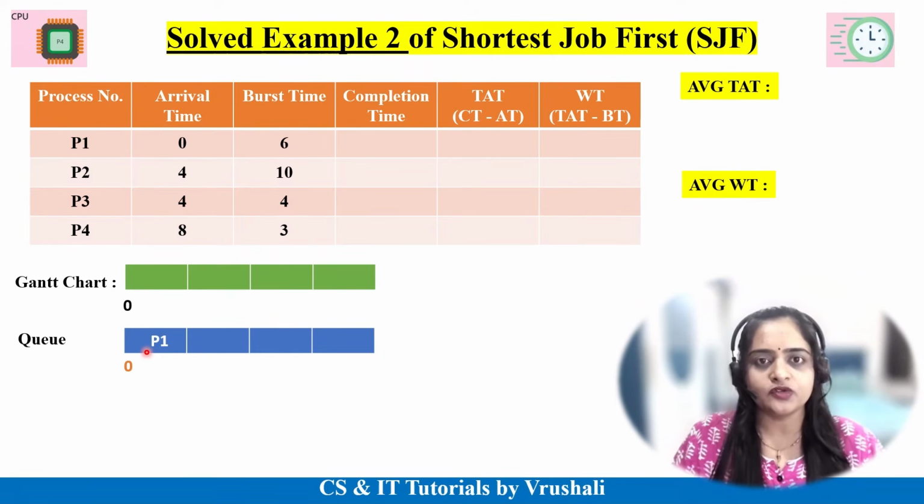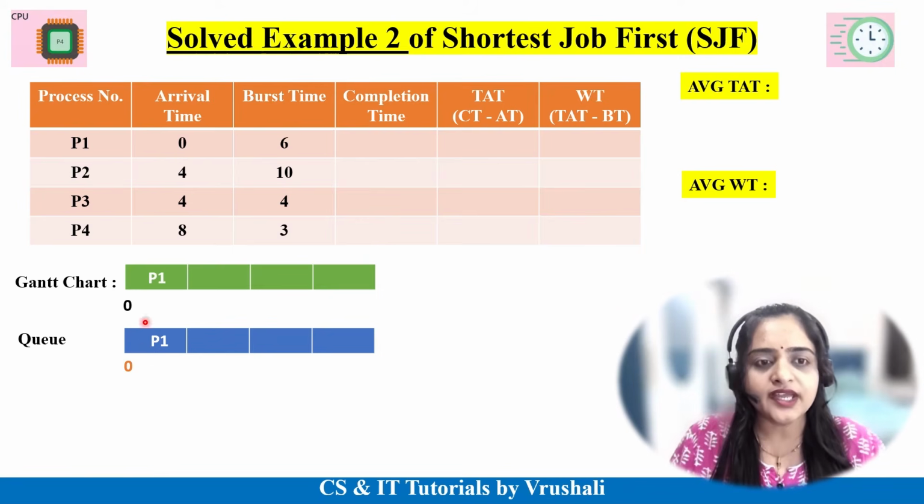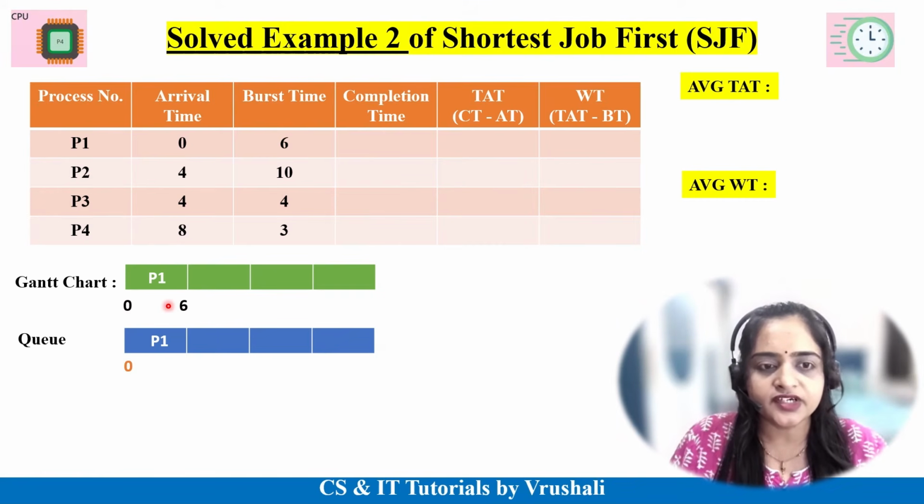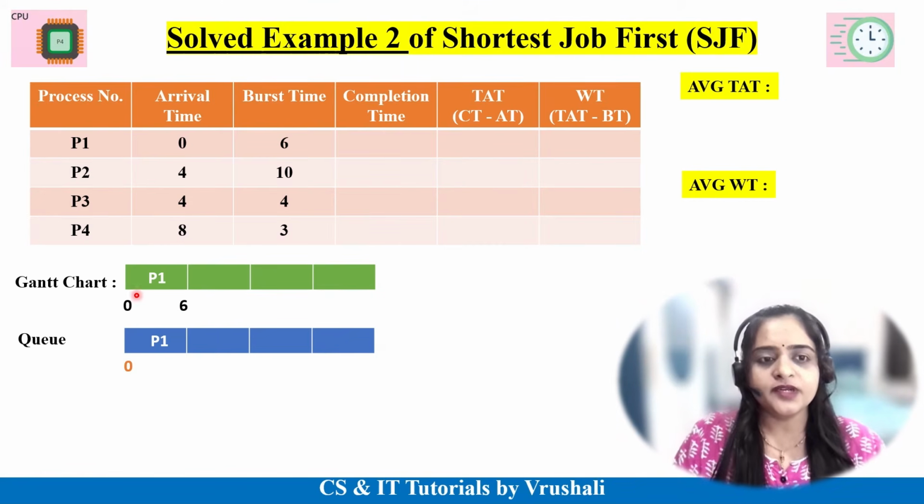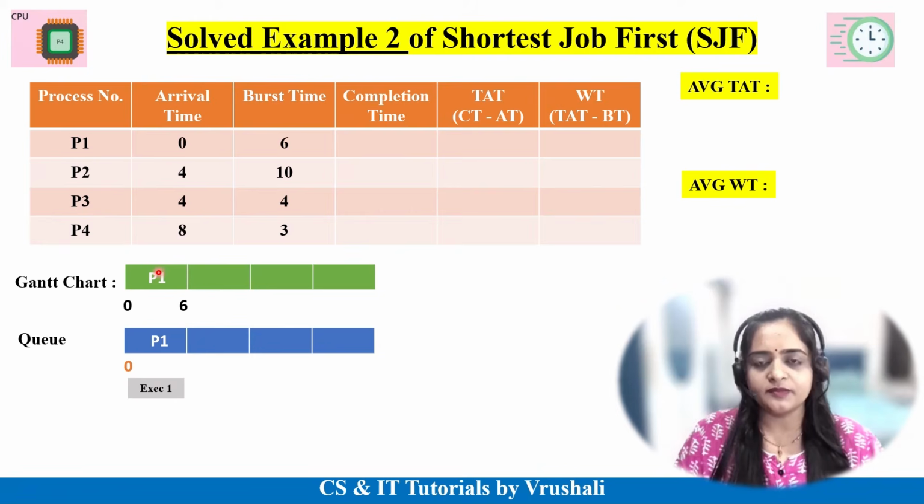There is only one process, right? So the CPU executes this process. And what is the burst time of P1? 6. So 6 plus 0 equals 6 here. So between 0 to 6 the CPU is busy with P1. Clear? So the CPU executed the P1 process.